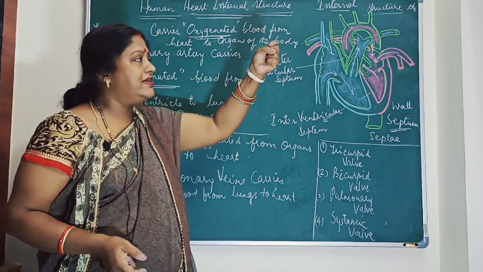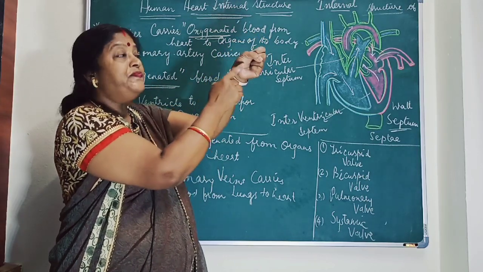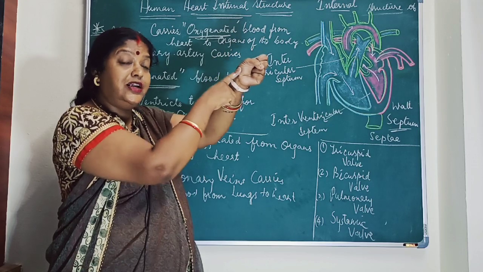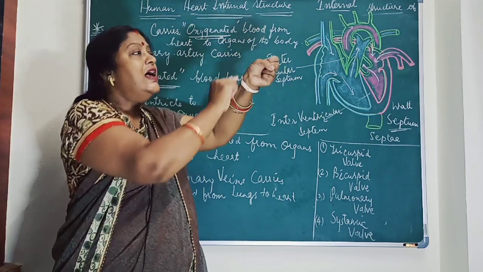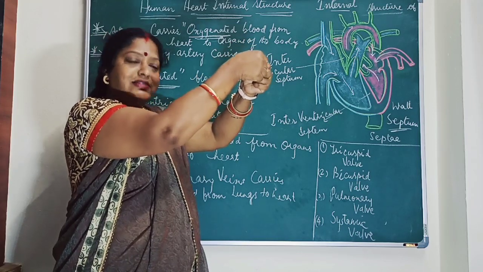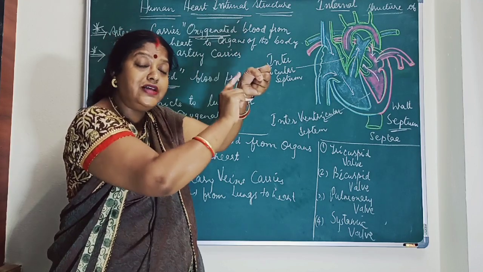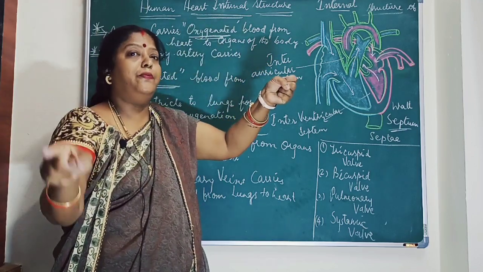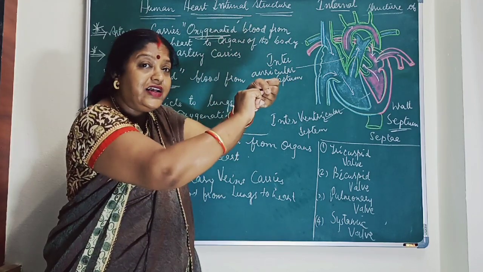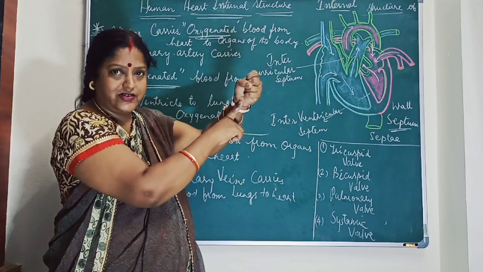This is our heart, children, and this you can see, this is the right auricle. As it receives deoxygenated blood from all the body parts, this is larger than the left auricle. Similarly, as the left ventricle pumps the blood to all the parts of the body, the left ventricle is larger than the right ventricle. Understood, children?